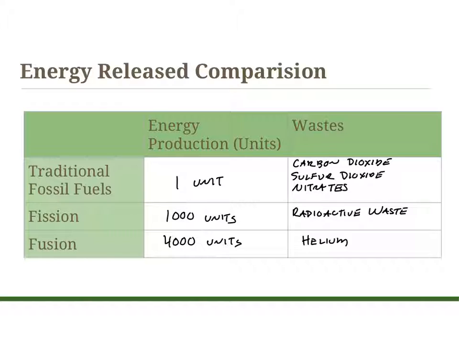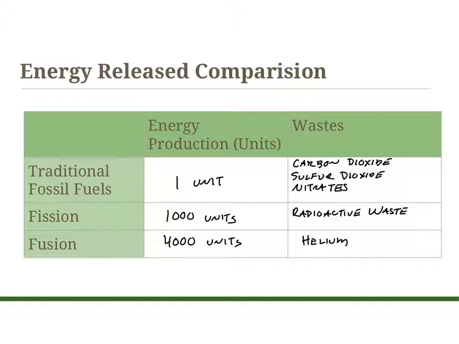So this chart is designed to help give you an idea of the amount of energy that is produced through these reactions. Traditional fossil fuels, let's just say that they start with 1 unit of energy. All of the work that goes into producing them gives off like 1 unit of energy. Some common waste products are carbon dioxide, sulfur dioxide, and nitrates, all things that aren't great for the environment.